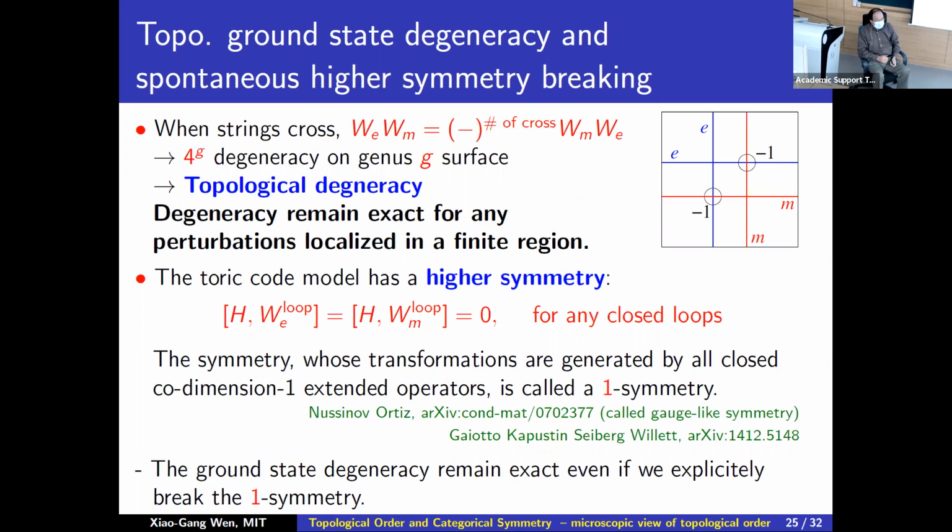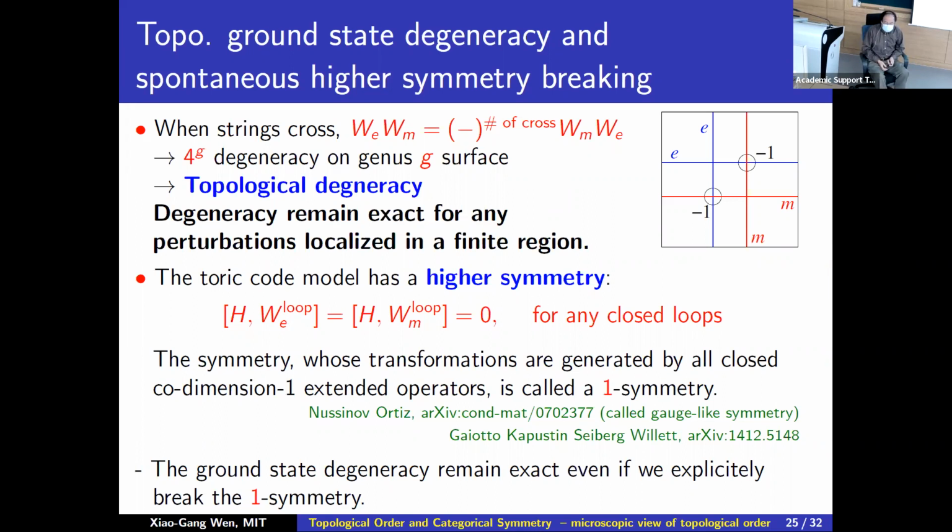This very special symmetry generated by those loop operators is called a one-form symmetry. So it's a higher symmetry. I think this kind of thing was studied in this paper, but they called it a gauge-like symmetry. And in the second paper, there's a very extensive discussion of this type of thing, and also a comparison to the ordinary global symmetry, revealing a lot of similarity in physics. After the second paper, this field of higher symmetry just took off. Everybody studied that.